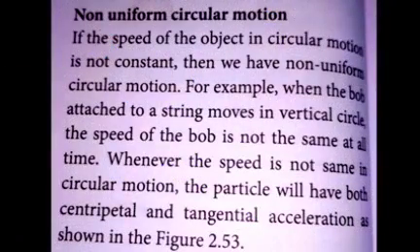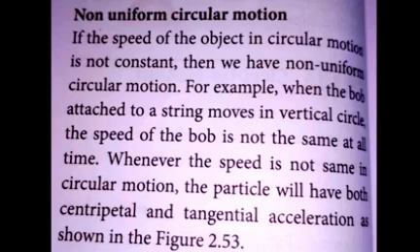Students, now we are going to see the centripetal acceleration in the non-uniform circular motion. We know non-uniform circular motion means an object covers the distance with varying velocity. See the example. When the bob attached to a spring moves in a vertical circle, the speed of the bob is not the same at all times. Whenever the speed is not the same in circular motion, the particle will have both centripetal and tangential acceleration.